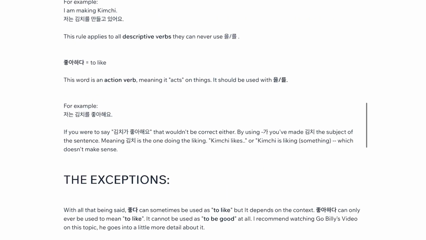So what about the exceptions? Because there's always exceptions in this language. So 좋다 can sometimes be used as to like. I know, confusing, right?